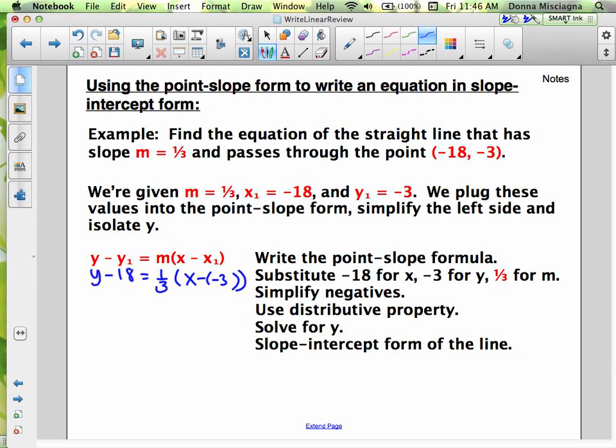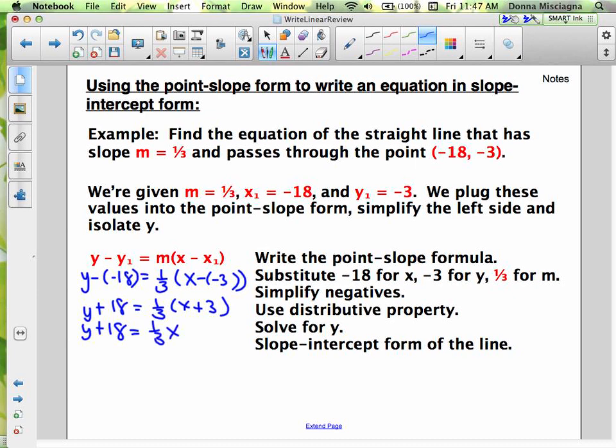Oops, I'm sorry, that's a -18, not 18. So that should be y minus -18. So the two negatives are going to become a plus, so y plus 18 equals 1/3 x plus 3. We're going to use the distributive property and distribute the 1/3 to the x and to the 3. So we have y plus 18 equals 1/3 times x is 1/3 x.